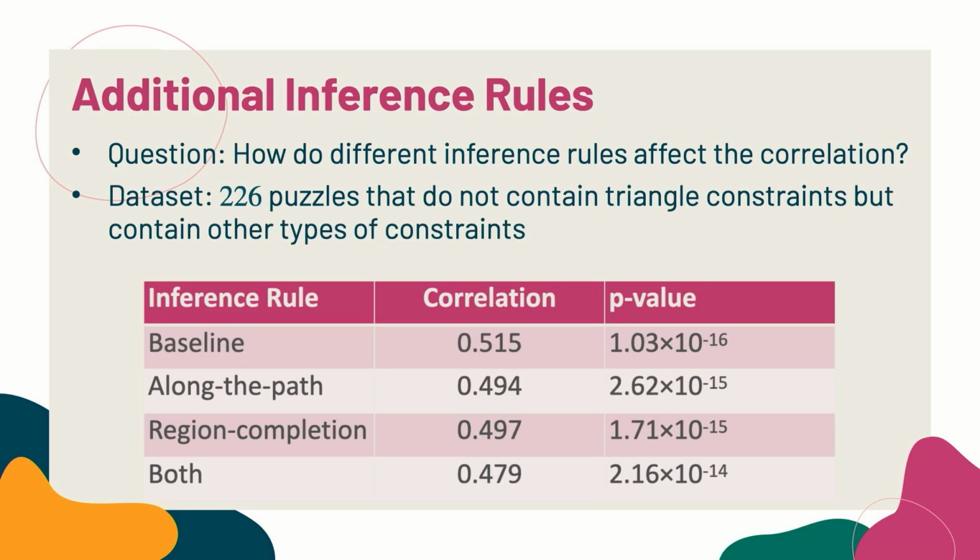What we see on a different set of puzzles, ones that don't have triangles, is that we don't see that same jump in the data. So that inference rule is really good on those puzzles, but it doesn't seem to be as predictive in other puzzles.